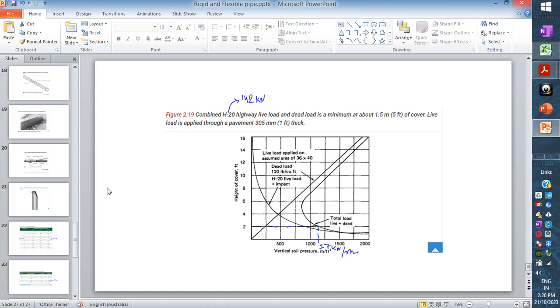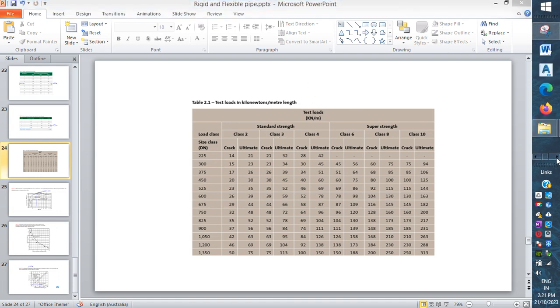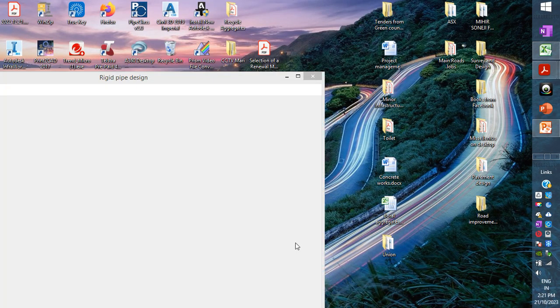So I hope in this session you might get something out of the loading criteria and how we can use the manufacturing data in the design. I have also created an example which I can show to you. So the rigid pipe design.